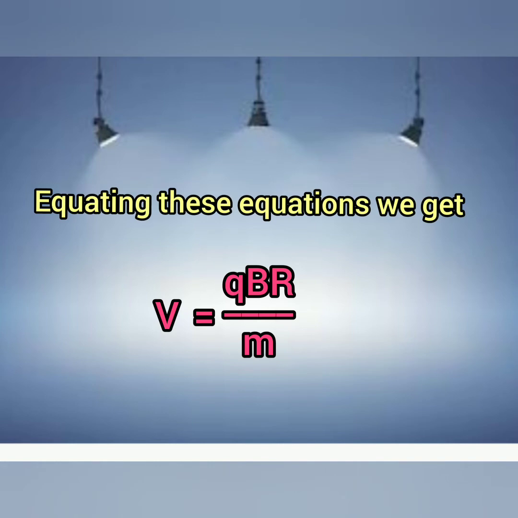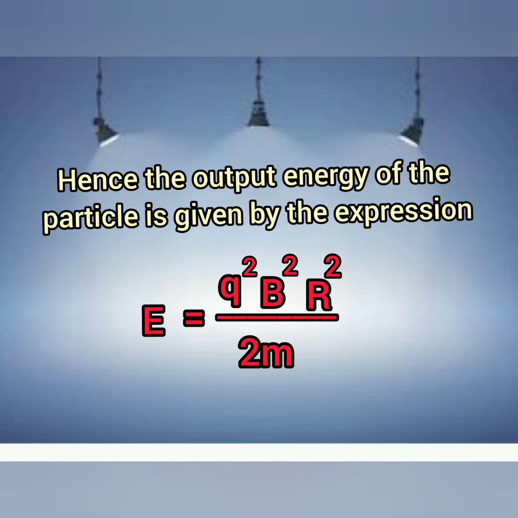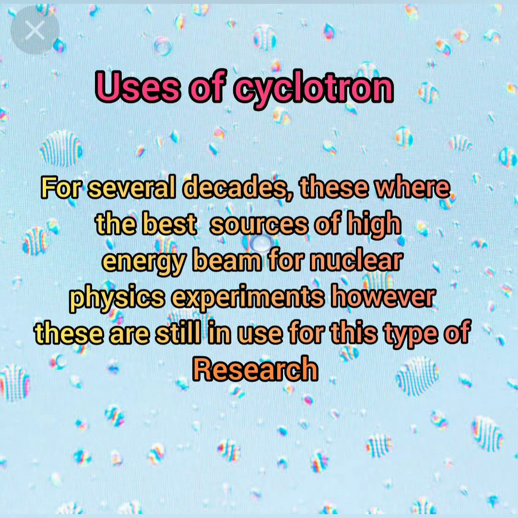Equating the equations, we get mv squared by r is equal to qvB. v is equal to qBr by m. Hence, the output energy of the particles is given by the expression E is equal to q squared B squared r squared by 2m. Uses of cyclotron.